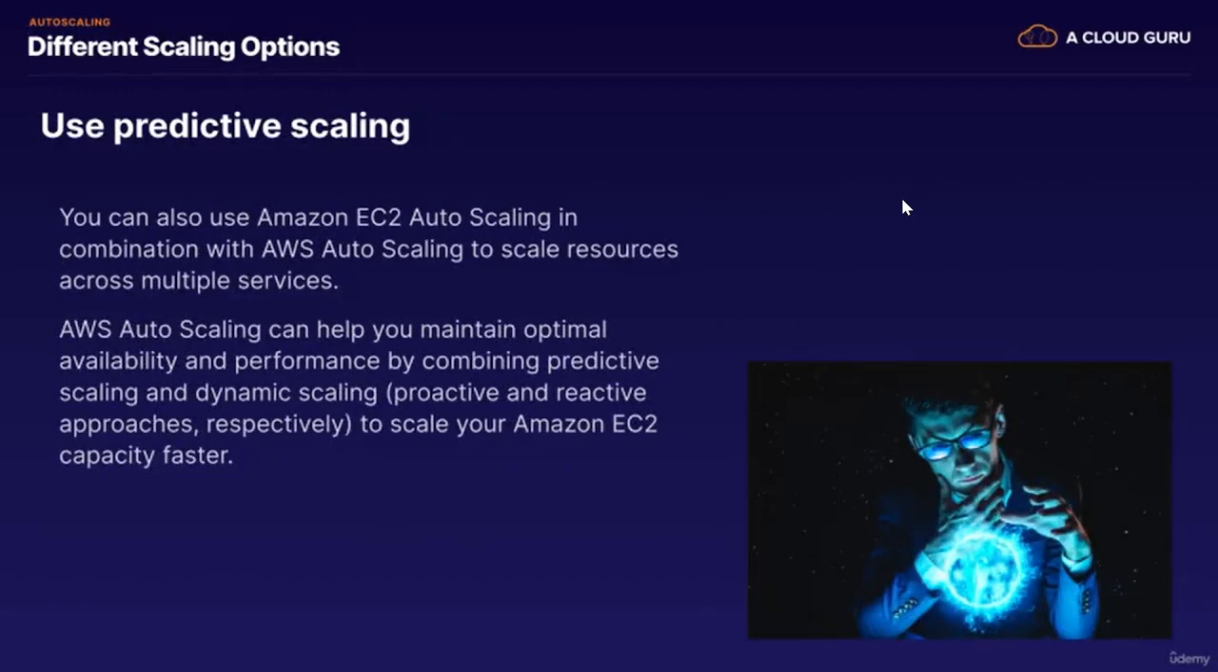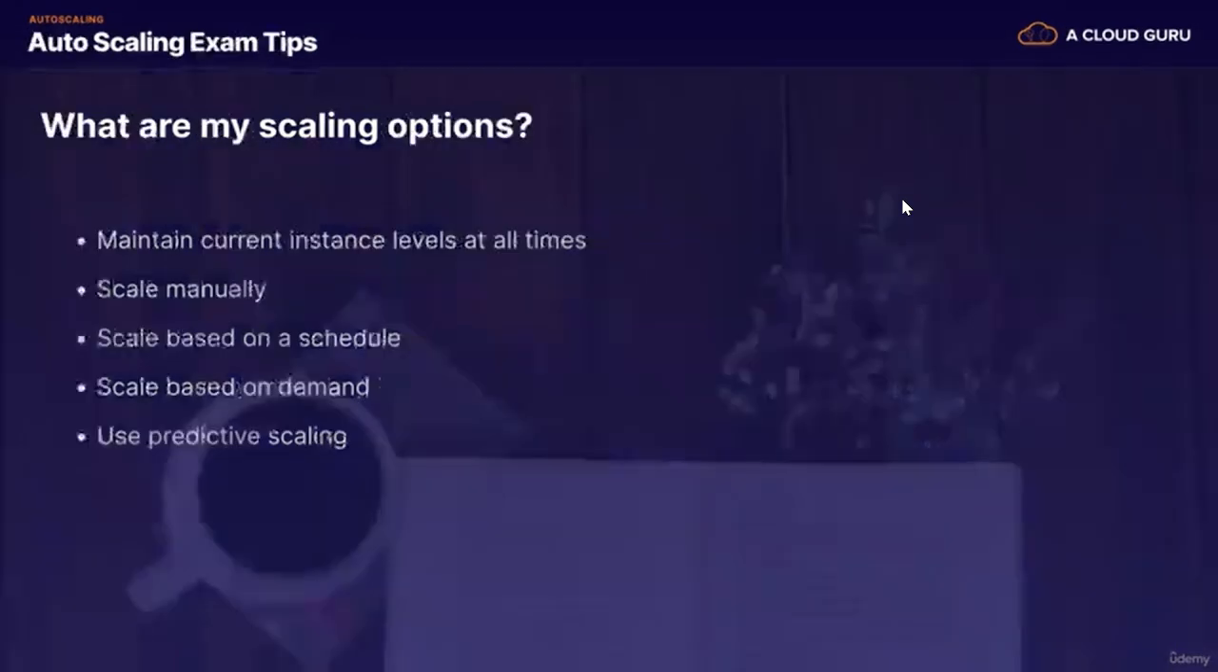And then finally, we can use predictive scaling. This is relatively new, but you can use Amazon EC2 Autoscaling in combination with AWS Autoscaling to scale resources across multiple services. And AWS Autoscaling can also help you maintain optimal availability and performance by combining predictive scaling and dynamic scaling, so proactive and reactive approaches respectively, to scale your EC2 instances capacities faster. So just bear that in mind as well. Predictive scaling is basically predicting based on your previous performance when you are going to need scaling options.